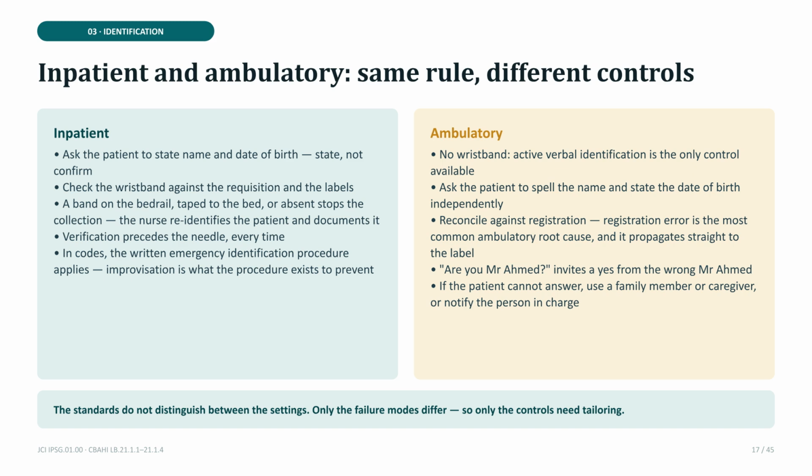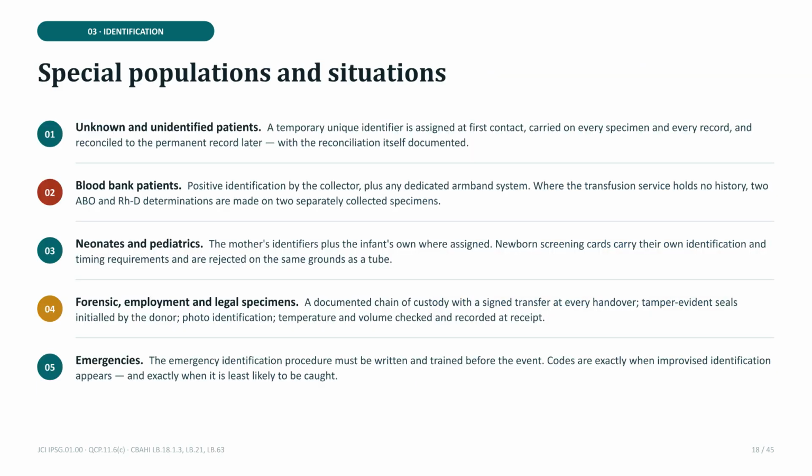Inpatient and ambulatory settings follow the same rules but require different controls. For inpatients, always check the wristband. In ambulatory settings, where wristbands are absent, use active verbal identification and reconcile against the registration to prevent errors. Special populations require unique protocols. From assigning temporary identifiers for unknown patients to maintaining strict chains of custody for forensic specimens, each situation must have a written, trained, and standardized procedure.